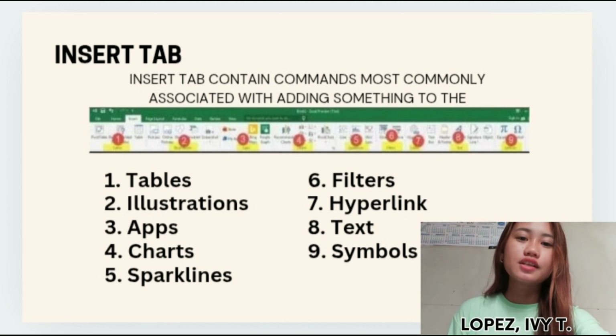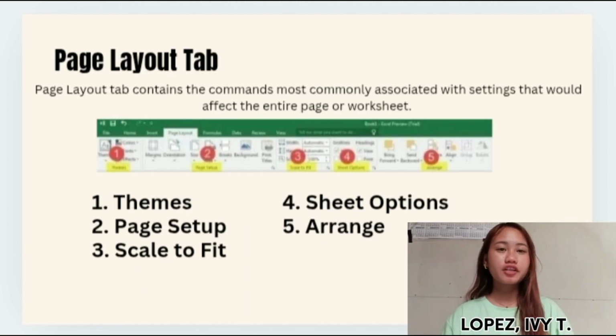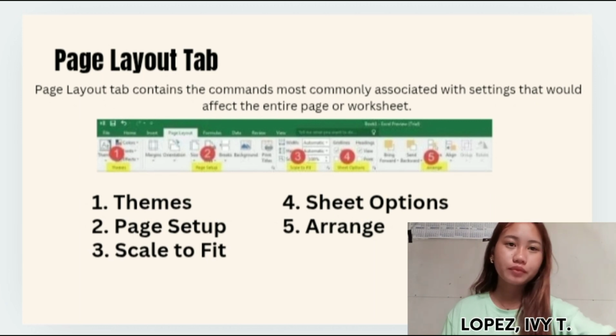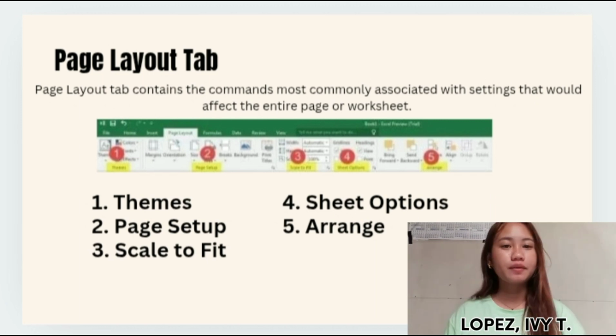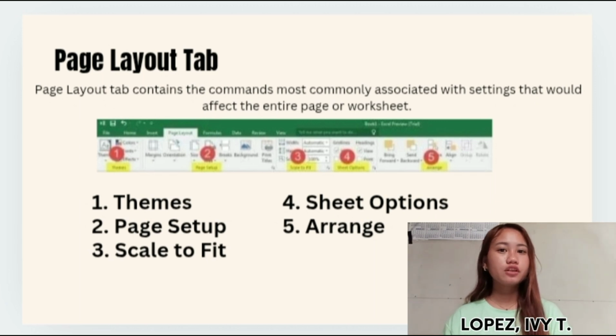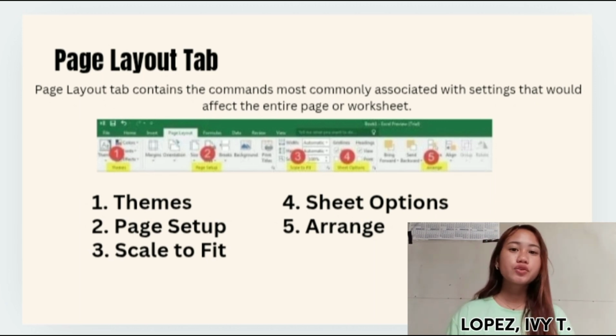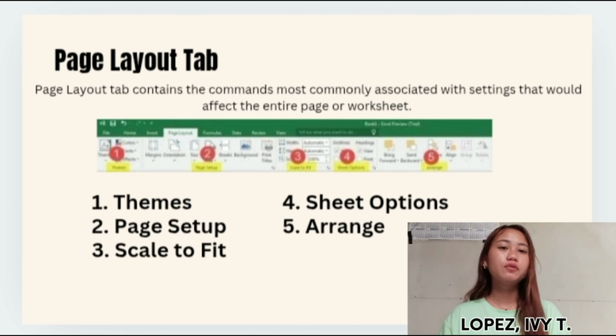for better representation. So next is page layout tab. Page layout tab contains the commands most commonly associated with settings that would affect the entire page or worksheet. Number 1 is themes. Themes allows you to change the style and visual look of Excel. You can choose from various styles available from the menu. You can also customize the colors, fonts, and effects in the Excel workbook.